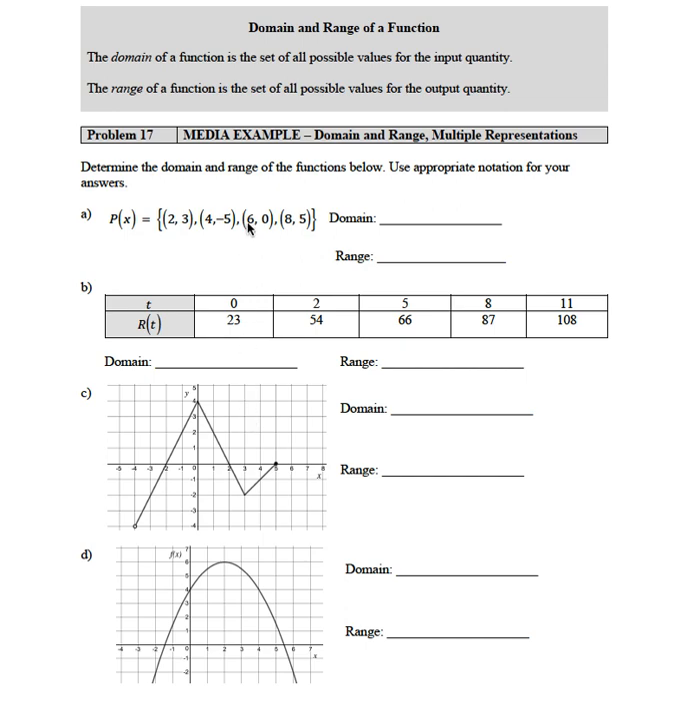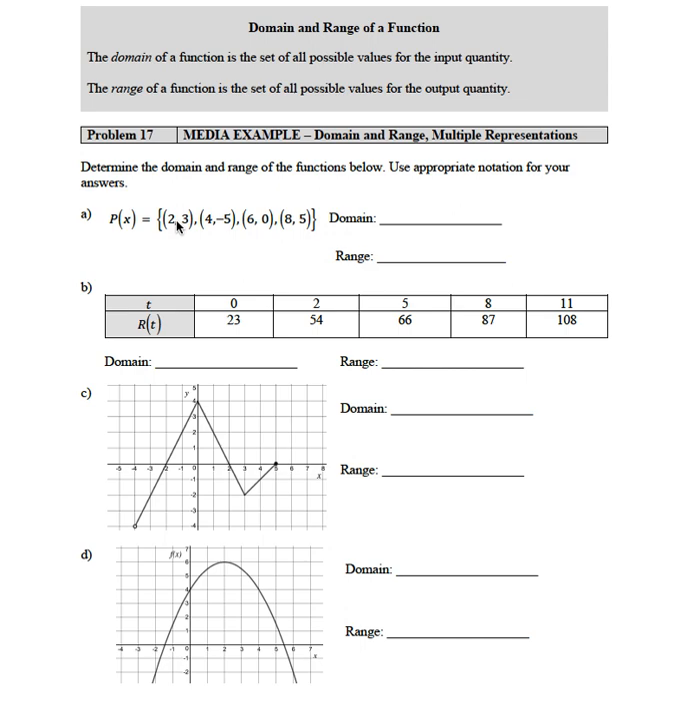Problem 17 asks us to determine the domain and range for functions that are represented in different ways: data sets, tables, and graphs. At the top of the page, you see that the domain of a function is the set of all possible values for the input quantity. The range is the set of all possible values for the output quantity.